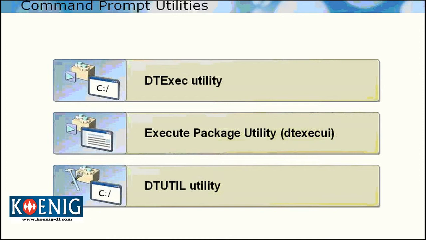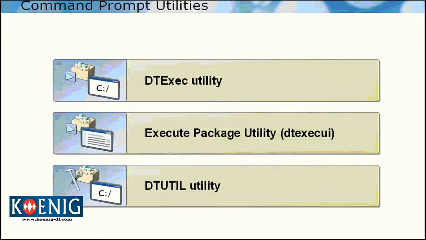It means I will get a GUI interface, and from there I can execute my package. I need not open the command prompt, and I need not remember the complete syntax. But in the background, your execute package utility also calls this command line to execute the package. So the first one, the DTExec utility, you can run from the command prompt, but it will not give you an interface showing the progress. The execute package utility gives you a GUI interface.